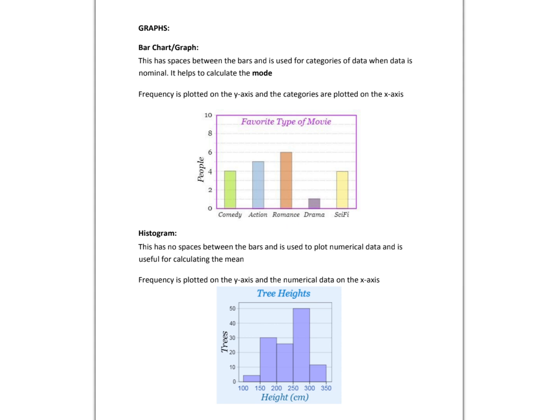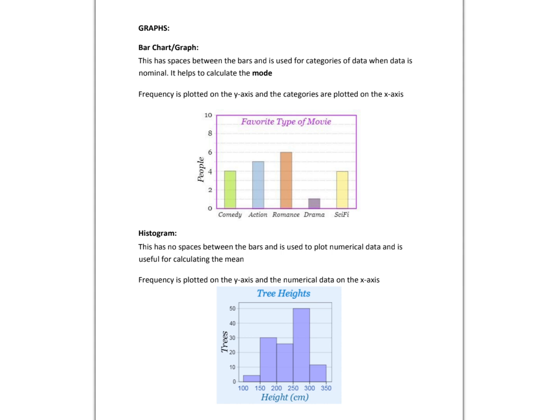One thing which you can see from this graph, it's also written over here, is that we can identify the mode, because these are categories. We know that mode is used for categories of data, and we can see that this is the tallest building. So the majority of people have picked romance, so the mode would be romance. So this is the bar chart.